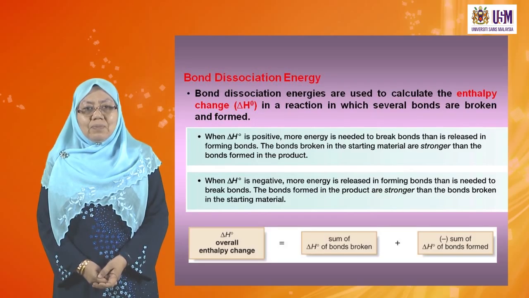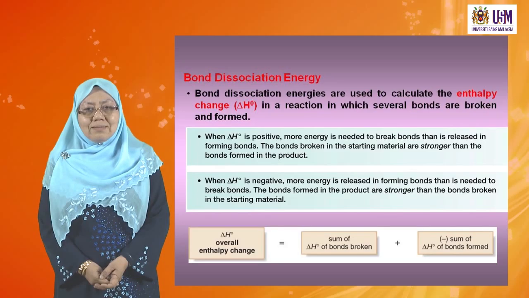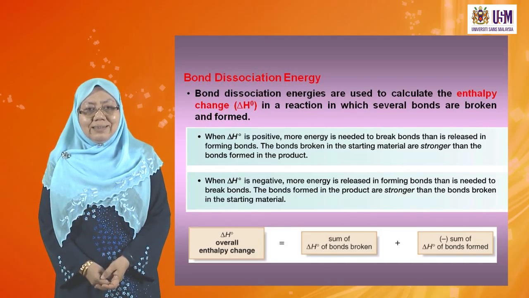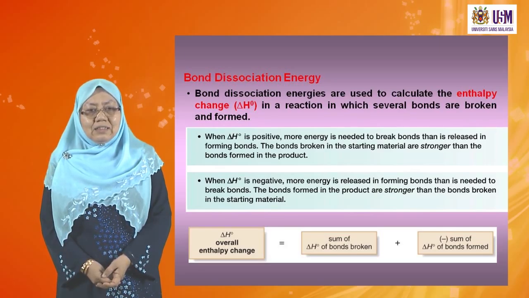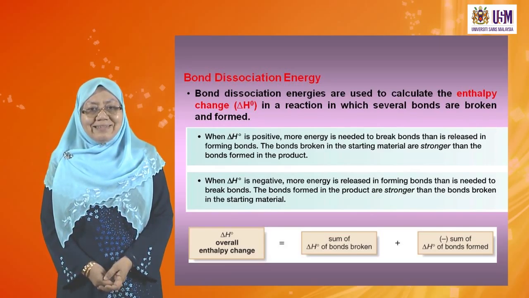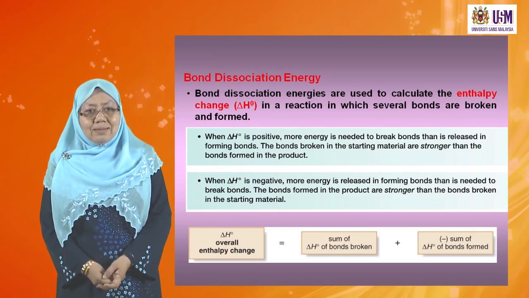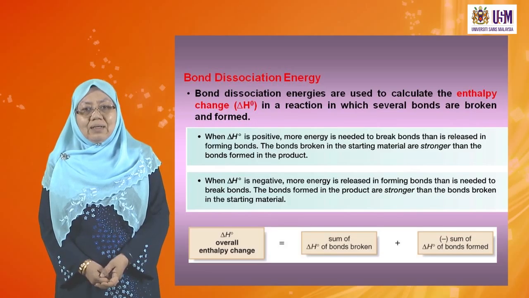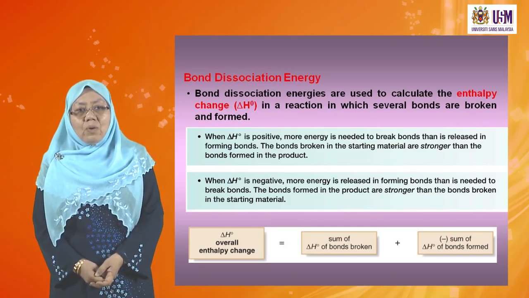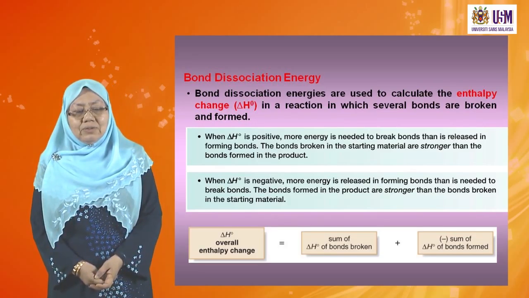When delta H naught is positive, that means more energy is needed to break bonds than is released in forming bonds. The bonds broken in the starting material are stronger than the bonds formed in the product. When delta H naught is negative, more energy is released in forming bonds than is needed to break bonds. So the bonds formed in the product are stronger than the bonds broken in the starting material.